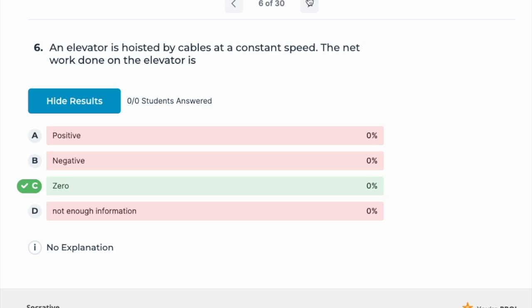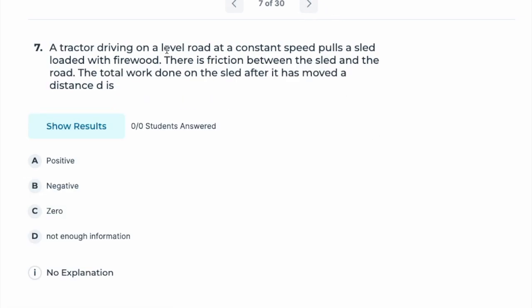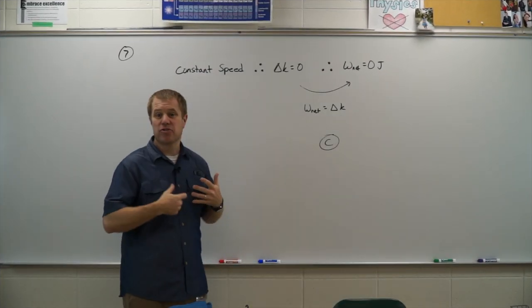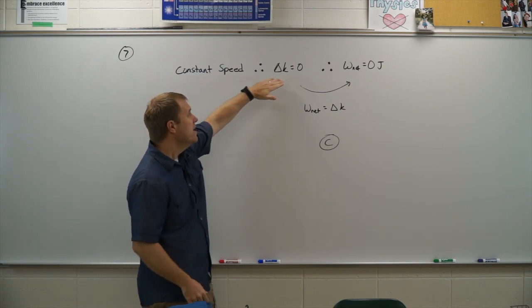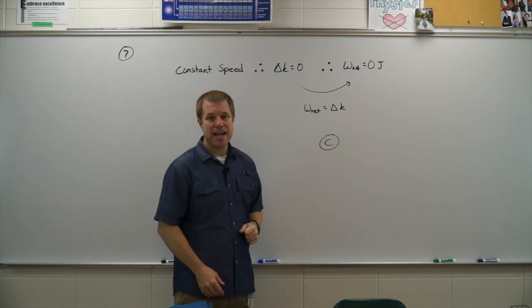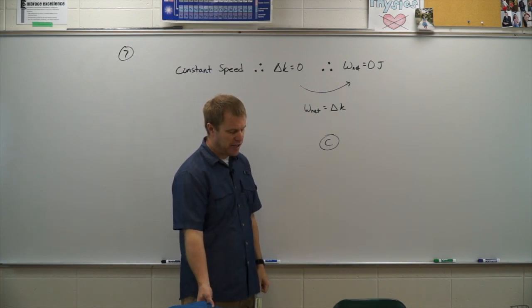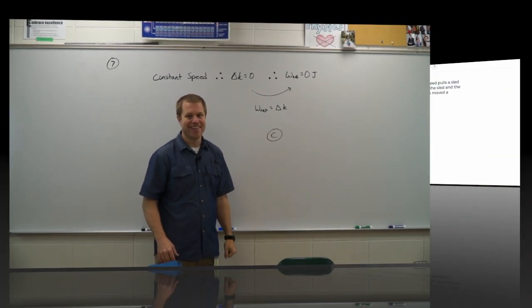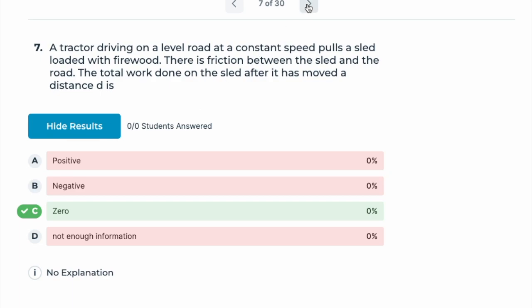Correct answer, 0 there. A tractor driving on a level road at a constant speed pulls a sled loaded with firewood. There is friction between the sled and the road. The total work done on the sled after it has moved a distance D is? The key word here is constant speed. The tractor is moving at a constant speed, so is the sled. Therefore, the change in kinetic energy is 0. Therefore, the net work is 0 because net work is equal to change in kinetic energy. Correct answer, C. Kind of had a little deja vu from the last one there, huh? Yes, 0, that constant speed.